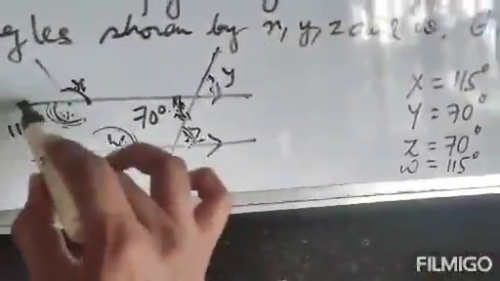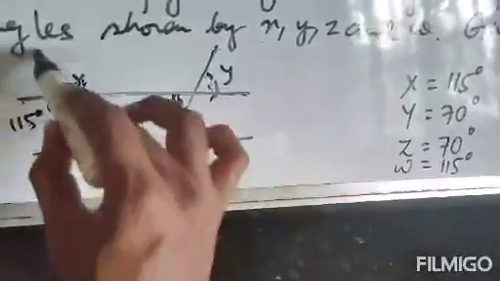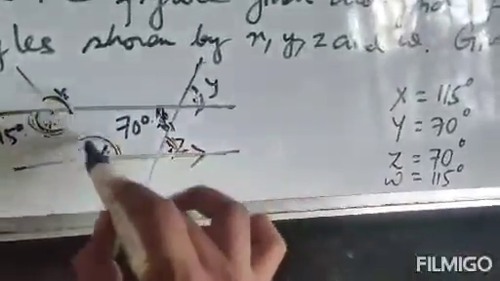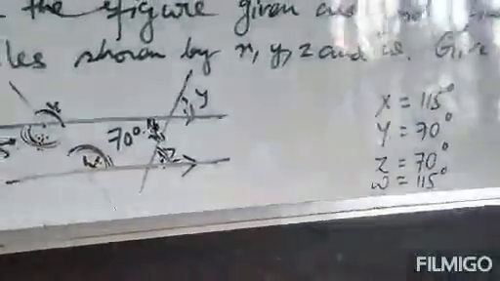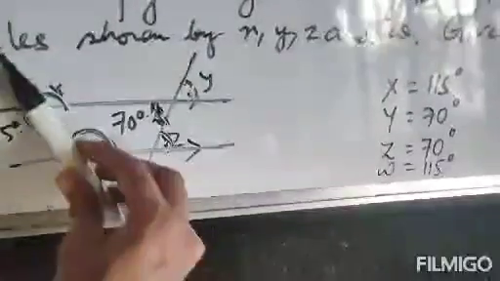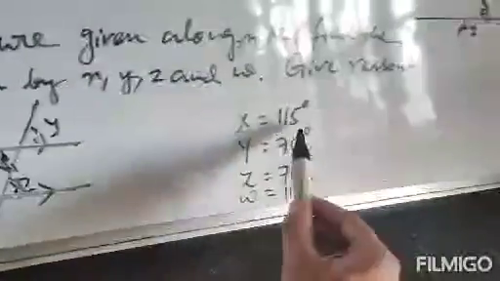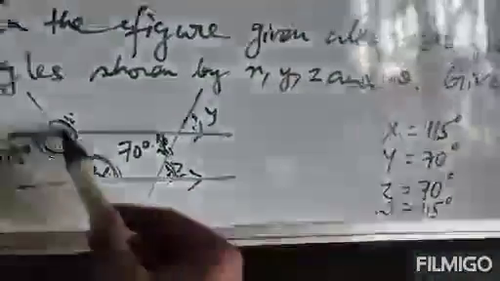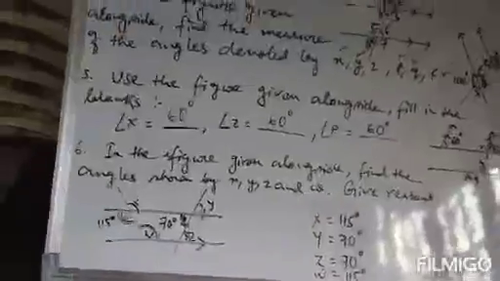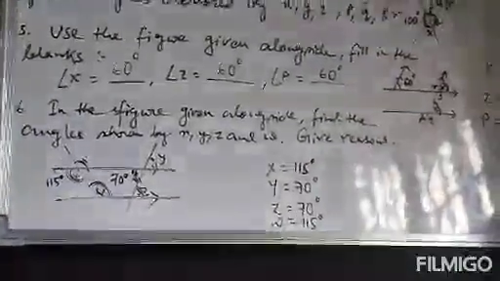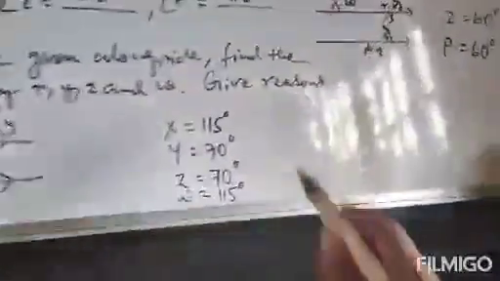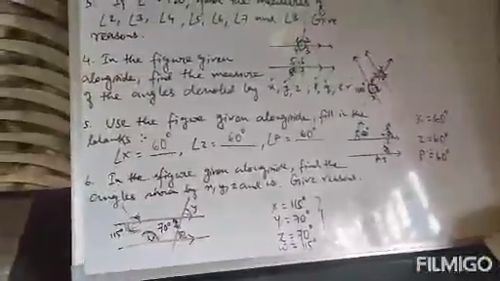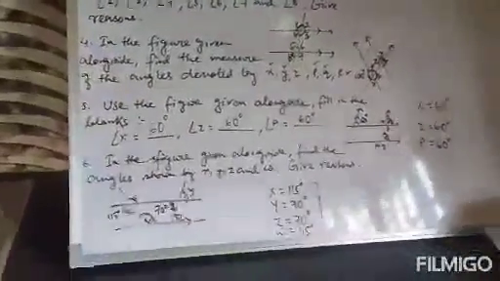Second method is that these two are parallel lines, and this is the transversal. So angle x and angle w are corresponding angles, because these two angles are on the same side of the transversal. So if angle x is 115 degree, w will also be 115 degree, because corresponding angles are equal. So based on two concepts, corresponding angles and alternate angles, we can calculate these values. So these are the values of the angles. Clear? So this is how we will solve this type of questions.